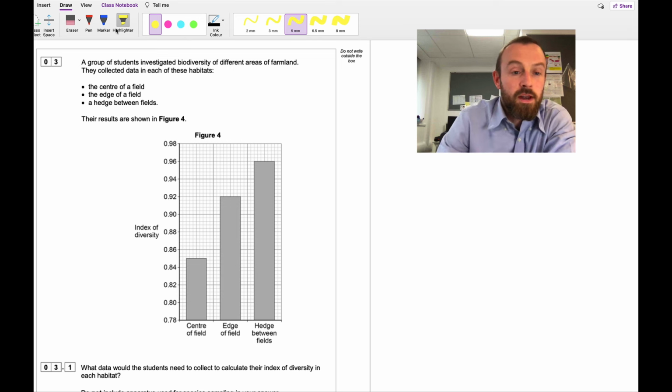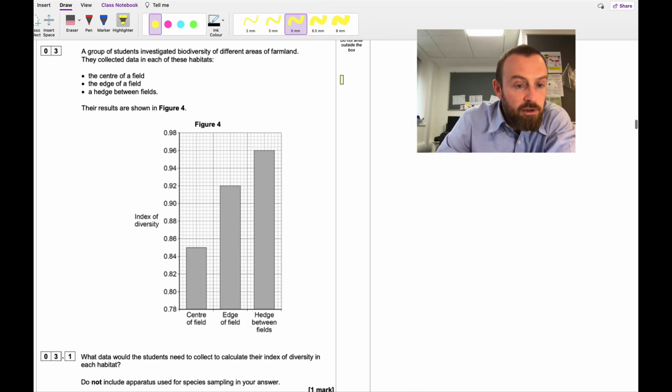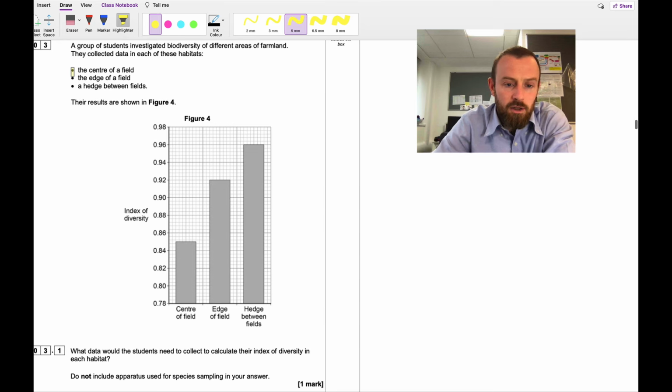Okay, on to question 3. This says, a group of students investigated biodiversity of different areas of farmland. They collected data in each of these habitats: the center of a field, the edge of a field, and a hedge between the fields. So if you don't know what the English countryside looks like, you can't picture this, I'm going to drop a little picture in here.